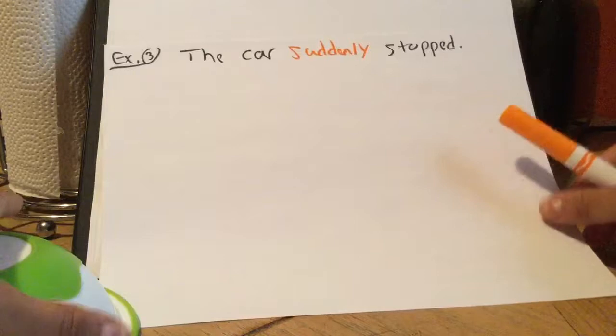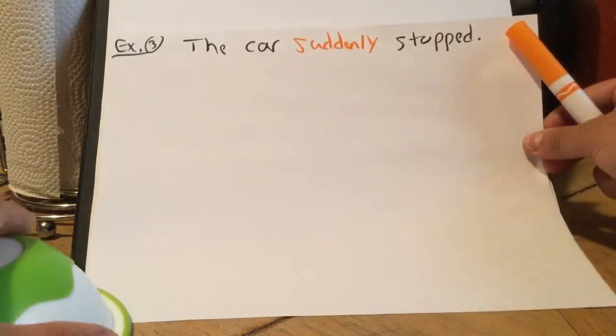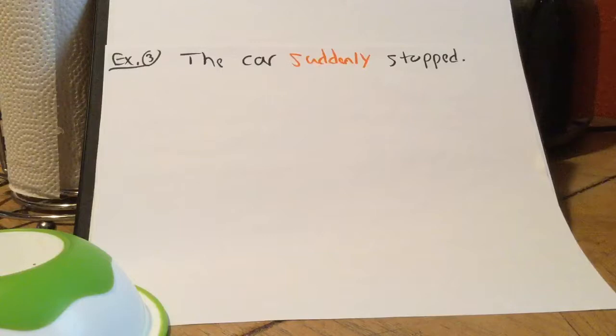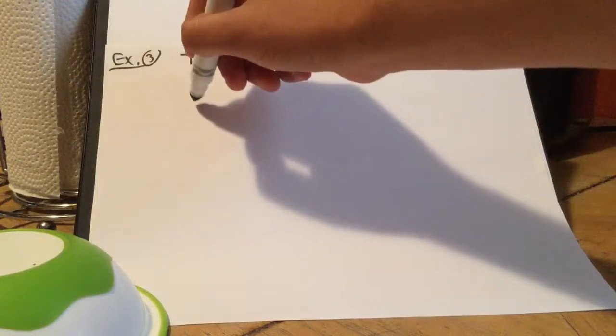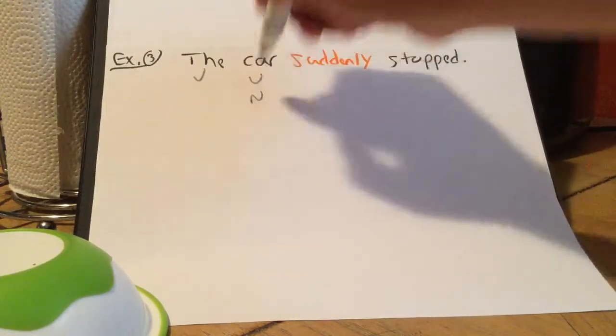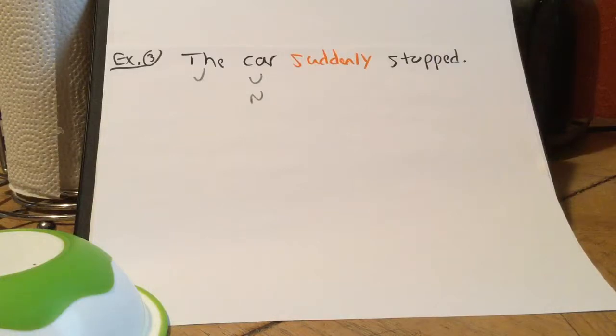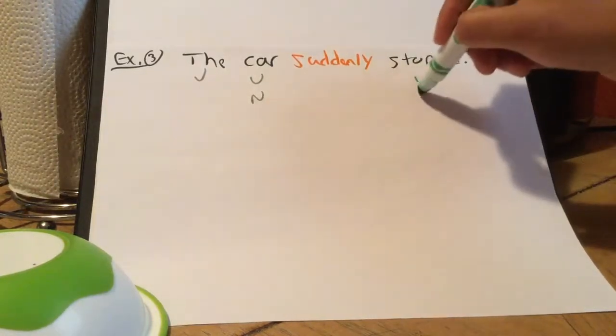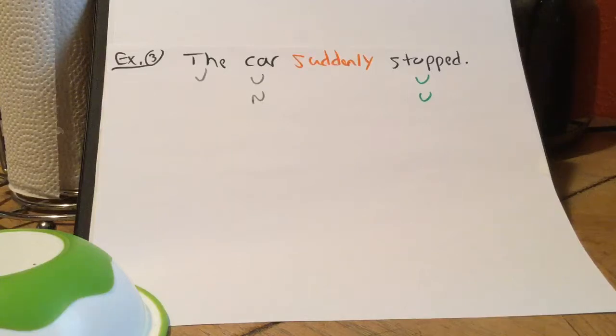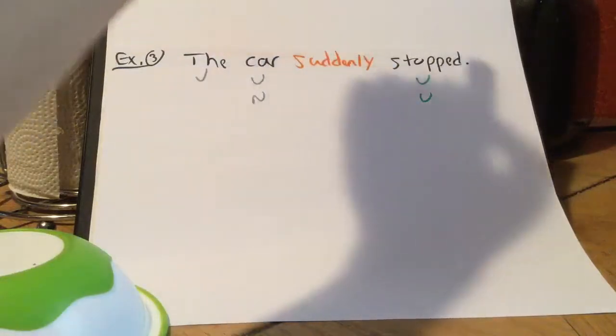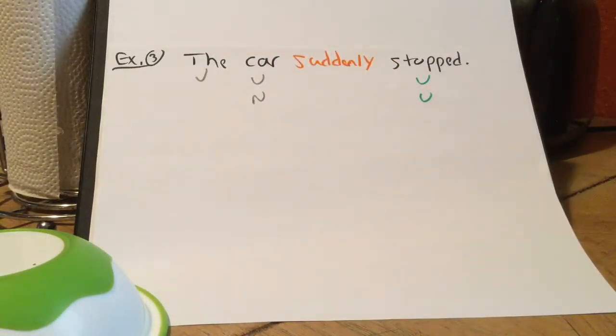So our last example is the car suddenly stopped. Okay, let's go ahead and label our sentence. The car is our noun, and stopped is our verb. Okay, suddenly is our adverb. And what's going on in this sentence? So let's read it normal without the adverb. The car stopped. Pretty simple, pretty plain. Let's go ahead and read it with our adverb. The car suddenly stopped. Okay, and so what do you think that makes it sound like, Selena?